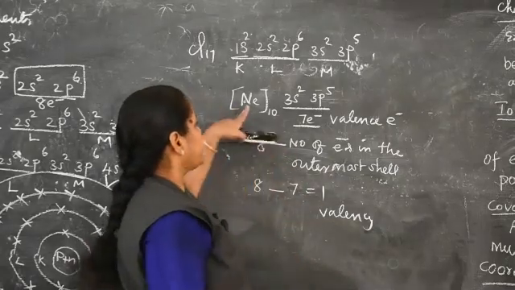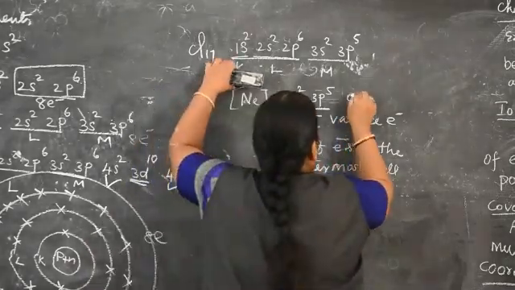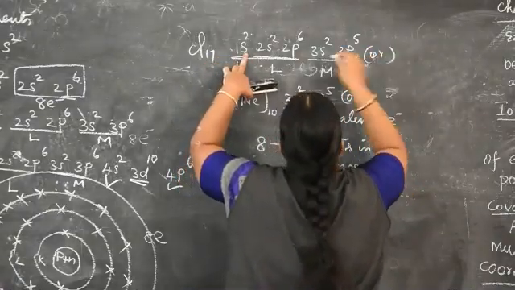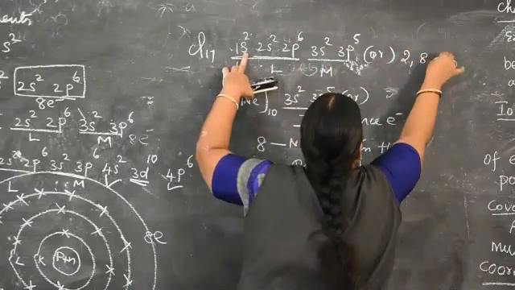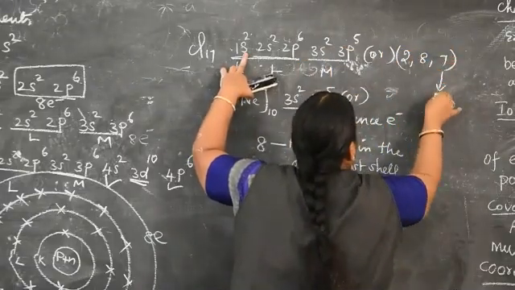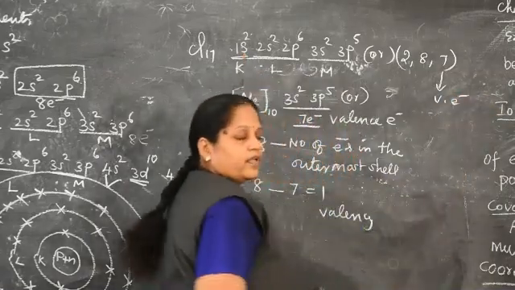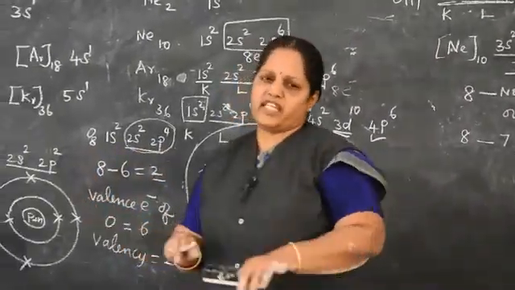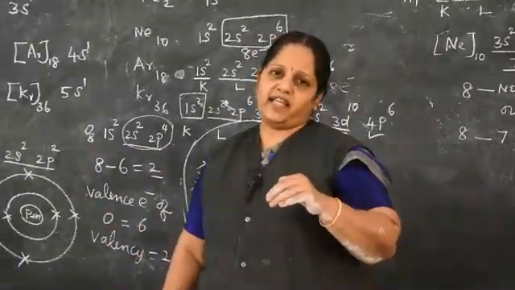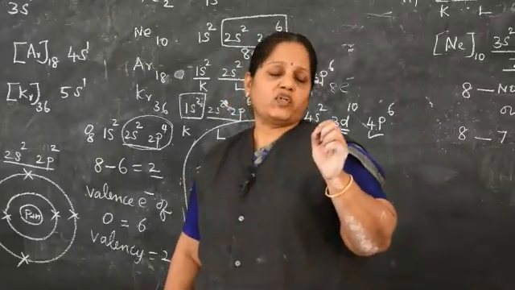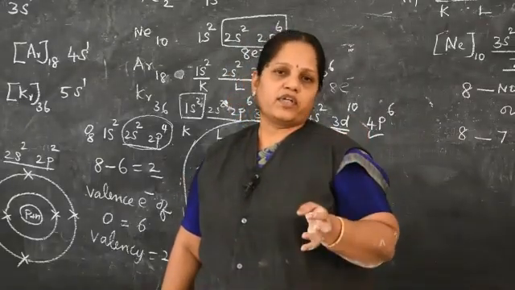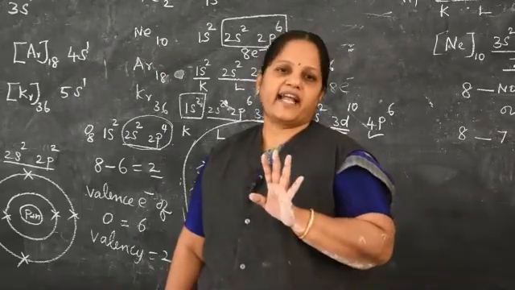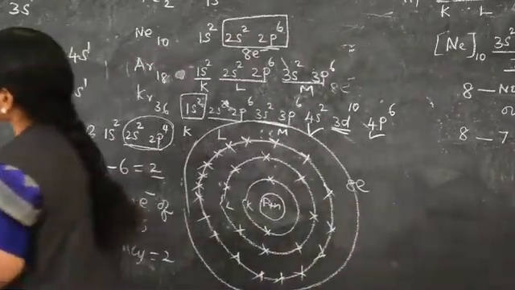So how can this be represented with neon? It is represented as 2, 8, 7. These are called valence electrons. Clear, boys? Okay. So what is valency? You want to calculate valency. What is the application of valency? Already I told you that atoms are either neutral or in ionic form. So ions may be positive ions or negative ions. Clear? Okay.